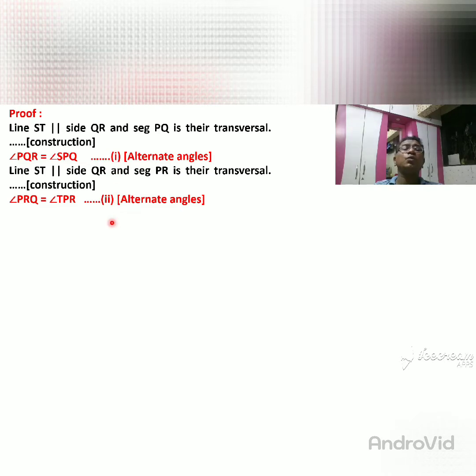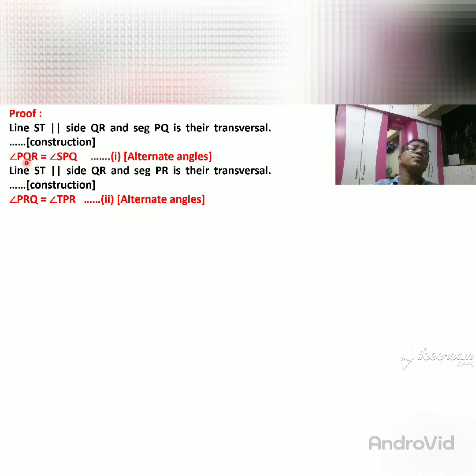So equation 1 and 2, we can do the addition of equation 1 and 2. So here we write the addition: angle PQR plus angle PRQ is equal to angle SPQ plus angle TPR. Do you understand what I say? Do you understand first these two angles are congruent? How? Because this Q angle and P angle are alternate angles, so angle PQR is congruent with angle SPQ, alternate angles. Then here the transversal is PR, so this side angle PRQ is congruent with or equal to TPR, alternate angles.